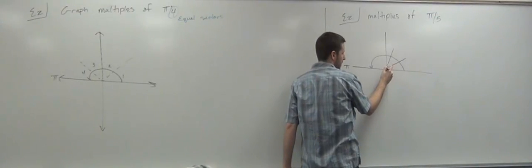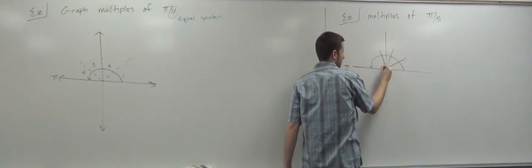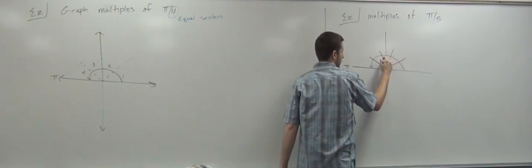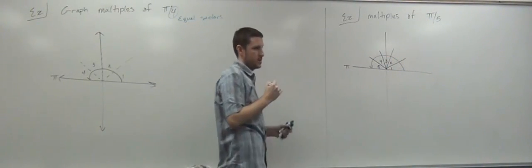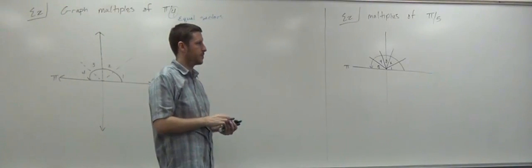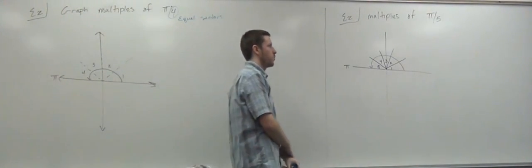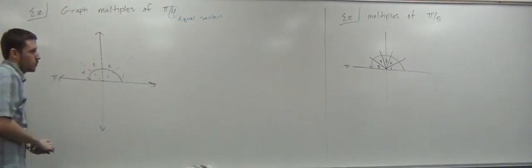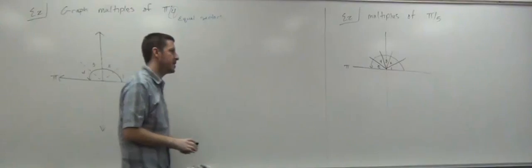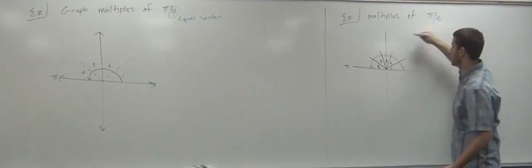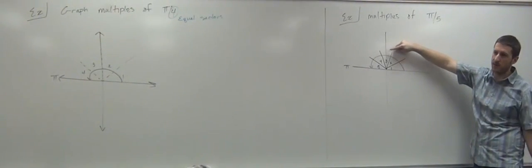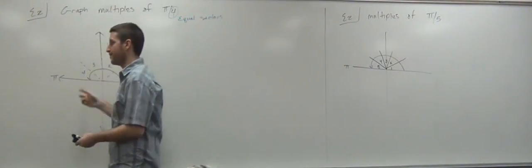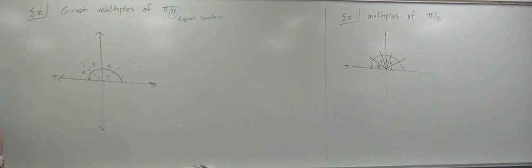And then if I mirror that on the other side, I get 1, 2, 3, 4, 5 sectors. So if you have an odd denominator, you will not land on this y-axis here. It's just the way it works out when you split it up. If you have an even, you will always land on this y-axis for one of your breaking points.